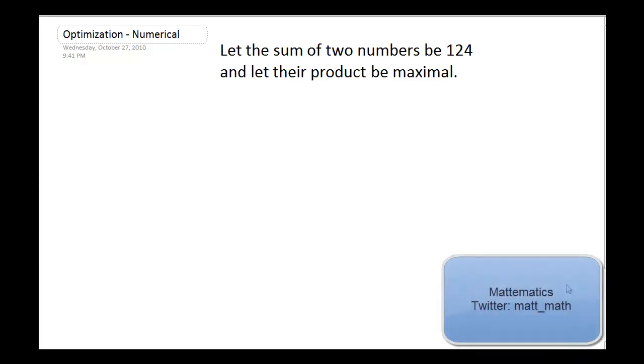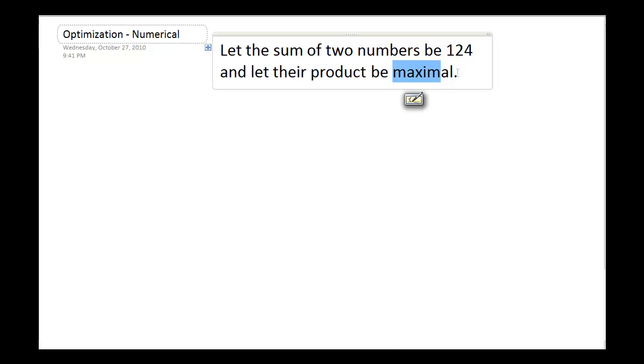Alright, this problem comes to us from the optimization type problems. Anytime we're trying to optimize something, we're trying to find the best answer. In this case, it's asking us to find some sort of maximal answer. So, this problem is one of the numerical forms of these. It says, let the sum of two numbers be 124, and let their product be maximal.